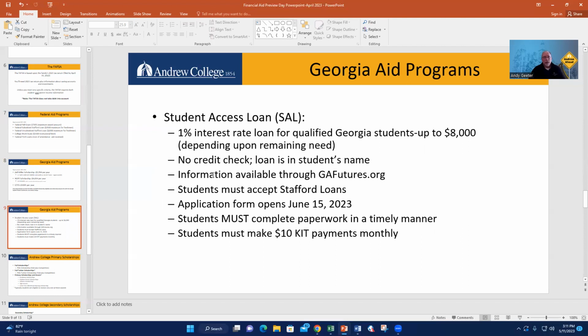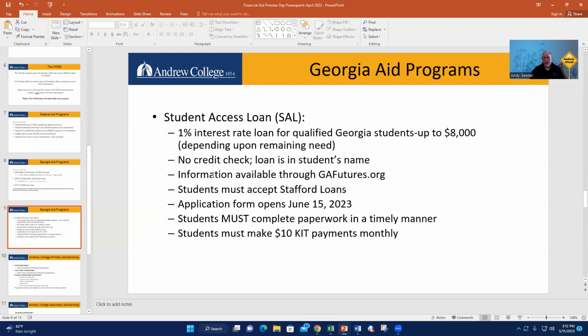This is perhaps the least well-known program in the state as far as student assistance. It's known as the Student Access Loan. The Student Access Loan is a 1% interest rate loan for qualified Georgia students. It is in the student's name. They can take it for up to $8,000 per year.